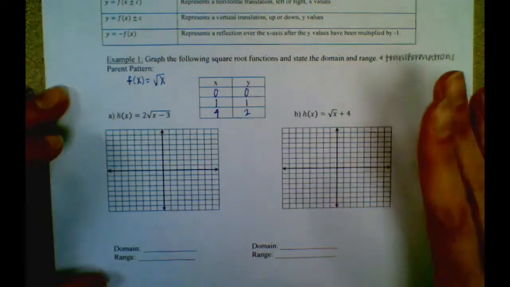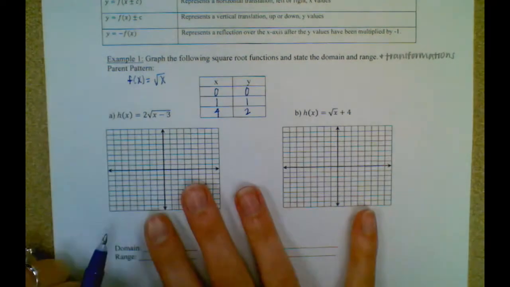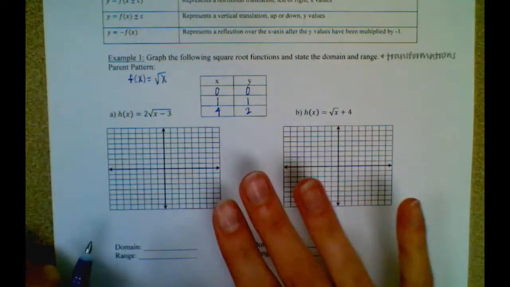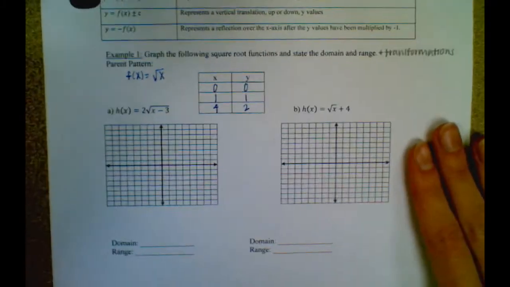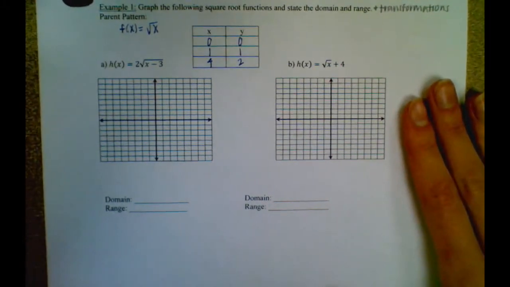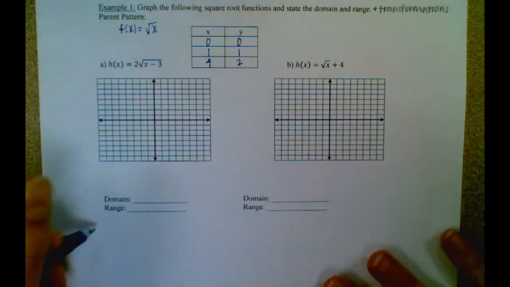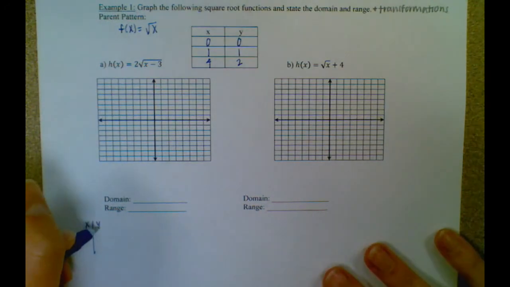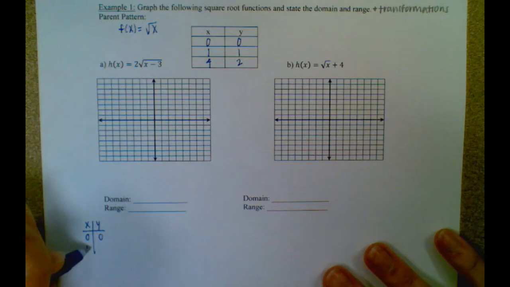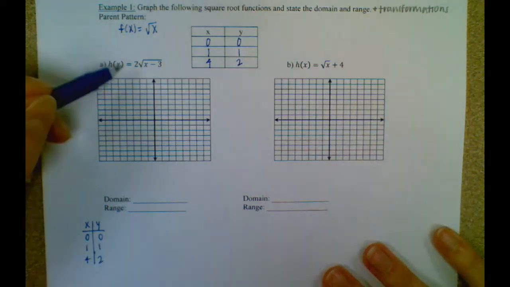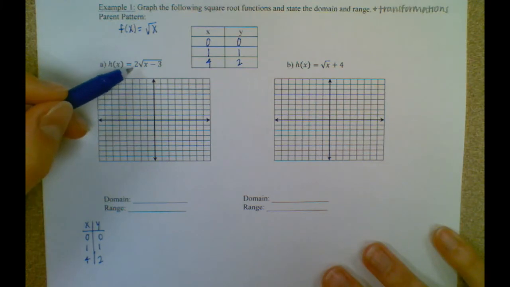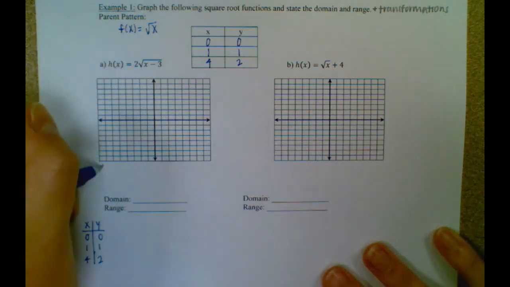Now, if you are in Honors Algebra 2, you will be doing these by hand. If you are in regular Algebra 2, you can graph this on your calculator. Okay, but everybody needs to be listing the transformations and stating the domain and range. So real quick, I'm going to rewrite the parent function down here. Okay, now let's talk about what these transformations are going on here. We've got a 2 out in front, which will mean we have a vertical stretch by 2.